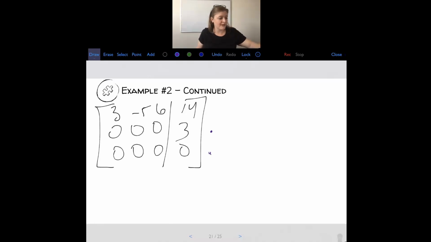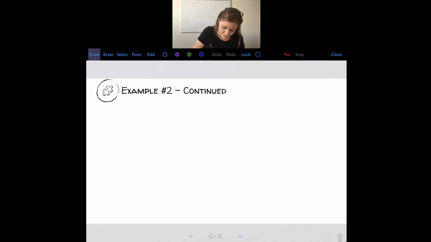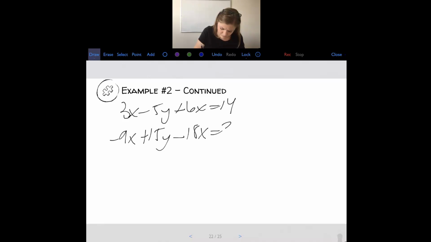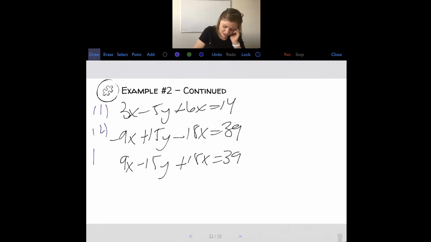If we look back at our equations, we can take a look and see. Okay, but the answer is going to be no solution, because there's not going to be an ordered triple that will satisfy all 3 equations. So let me rewrite our equations and show you what's happening here. And then we have 9x minus 15y plus 18z equals 39. Okay, so notice this is equation 1, equation 2, equation 3.